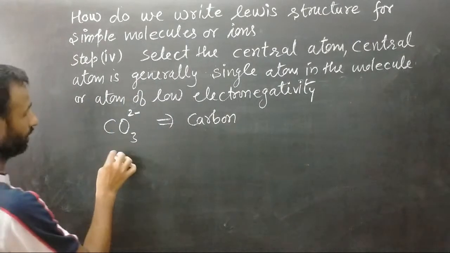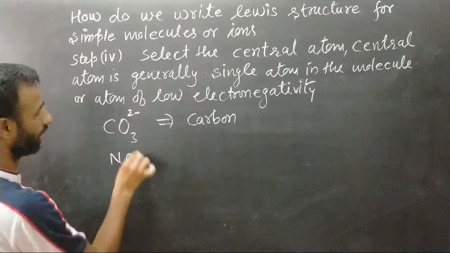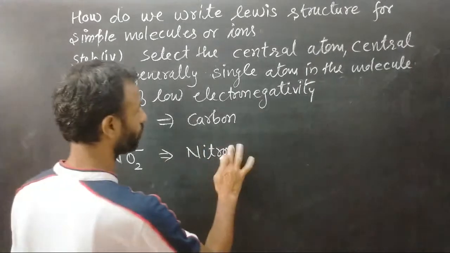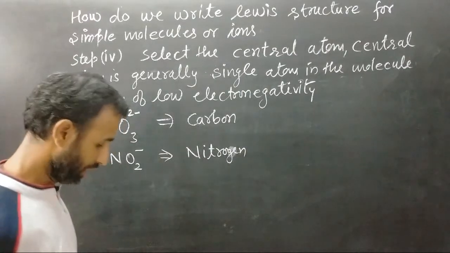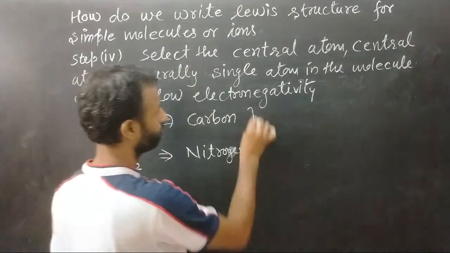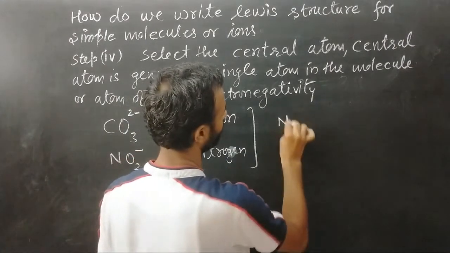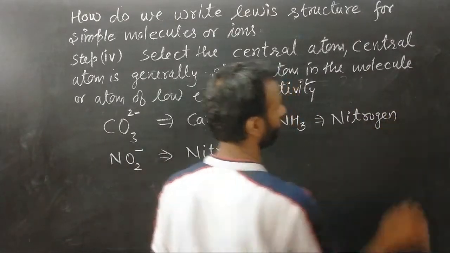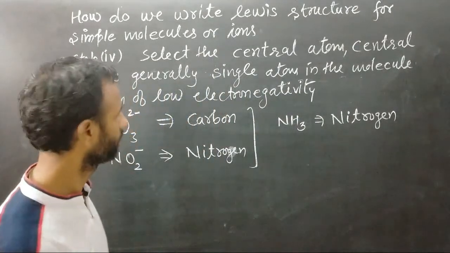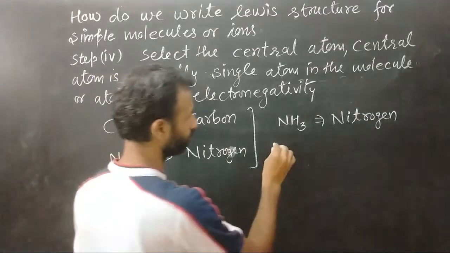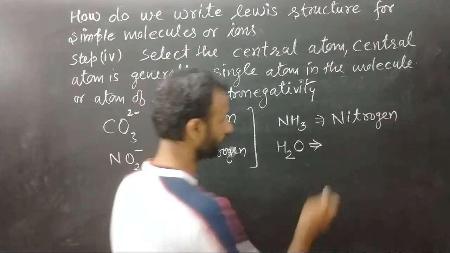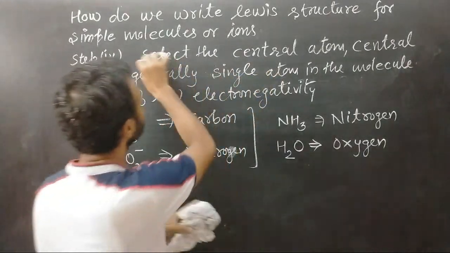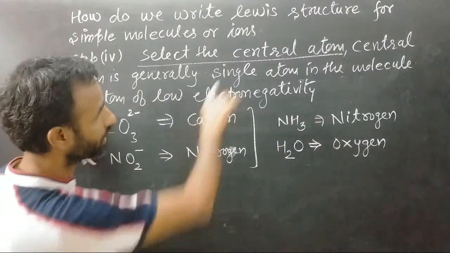And in case of NO2 negative, which one is the central atom? Yes, nitrogen. And what about NH3? Ammonia, again nitrogen is the central atom. Then H2O, it is oxygen. This is an intelligent guess, right? To select the central atom, and these are the qualities.